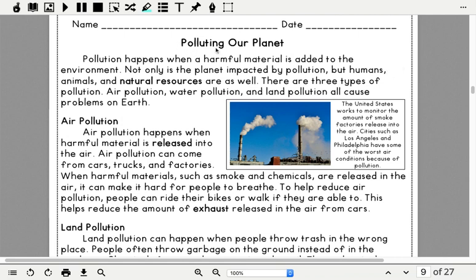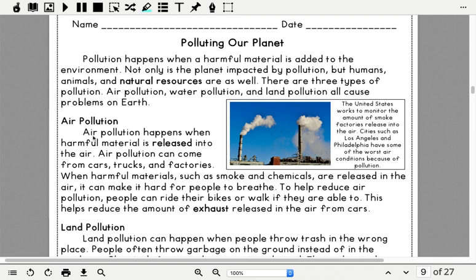Okay, today we're going to read Polluting Our Planet. So, pollution happens when a harmful material is added to the environment. Not only is the planet impacted by pollution, but humans, animals, and natural resources are as well. There are three types of pollution: air pollution, water pollution, and land pollution, all cause problems on Earth.